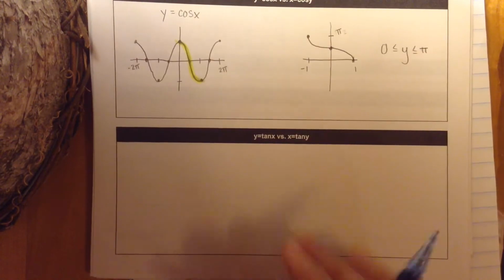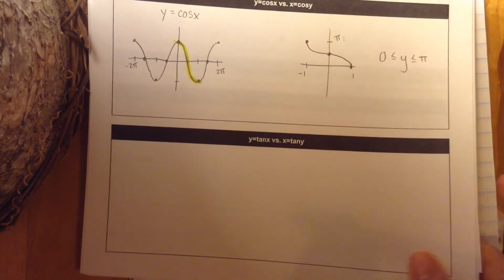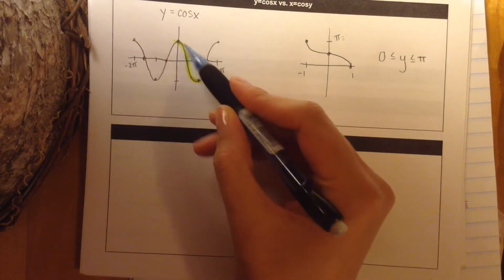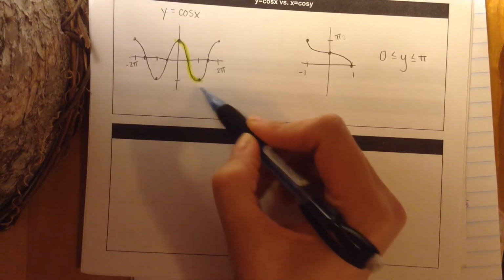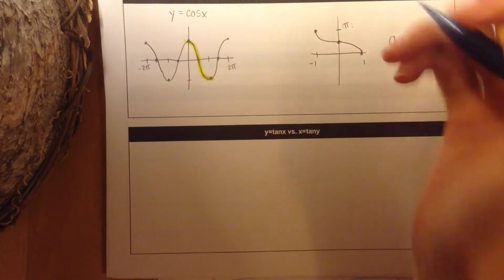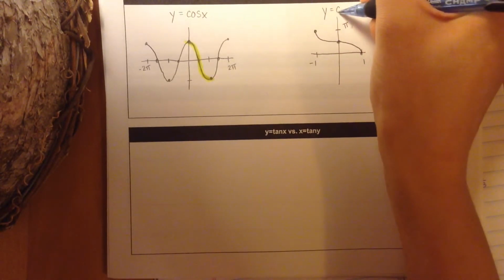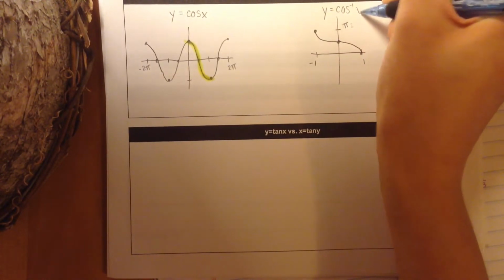Similarly for cosine then. For cosine though, if I turn it sideways, from 0 to pi worked out just fine. It was a nice continuous curve. It gave us all the positive values, all the negative. And so then here for y equals cosine inverse of x.